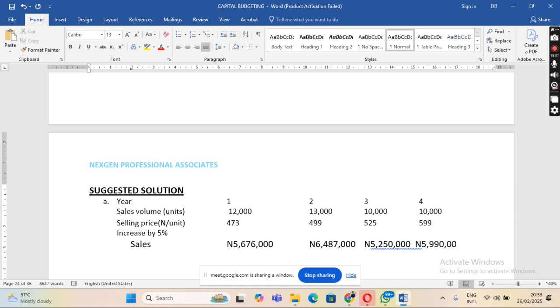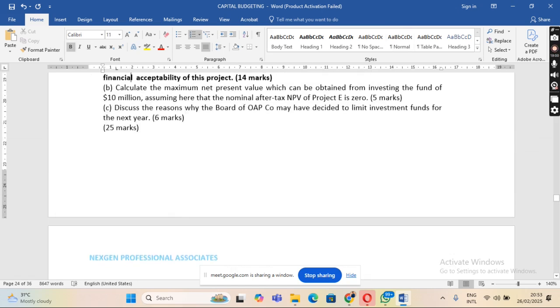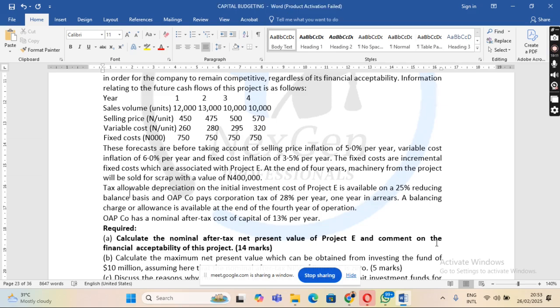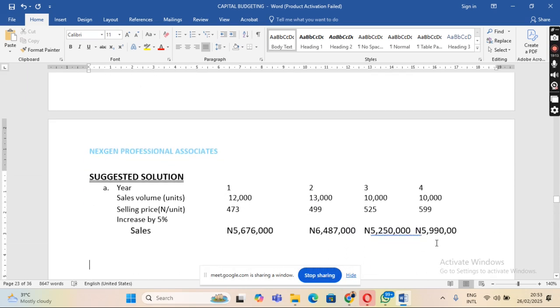Right. We have enough time. We have enough battery. We have enough everything tonight. And we must complete this question, right? So the next thing is variable cost. The next thing is to increase our variable cost per year by 6%. Is that not so? So we go down and say variable costs.